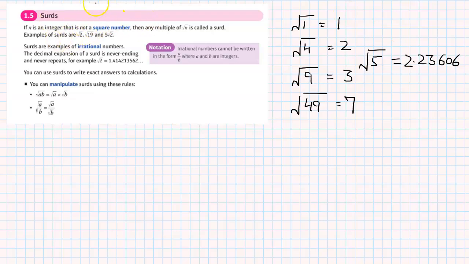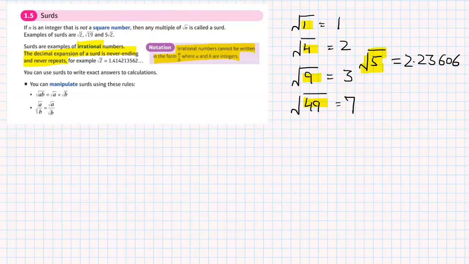Now let's read the definition. If n is an integer that is not a square number, because all these are square numbers, then the root of this number is called a surd. Second, these are examples of irrational numbers. The decimal expansion of a surd is never ending and never repeats. Now, what does it mean? And they cannot be written in the form of a over b.